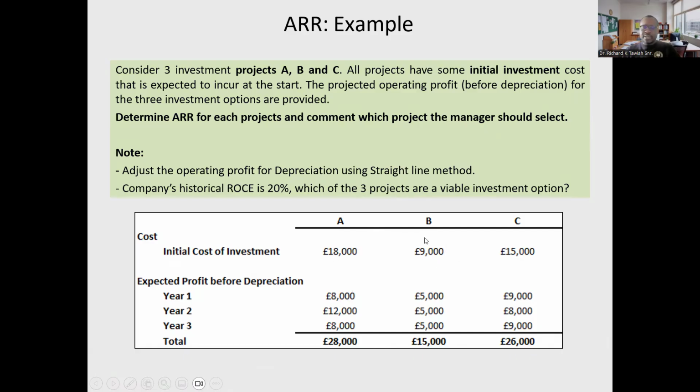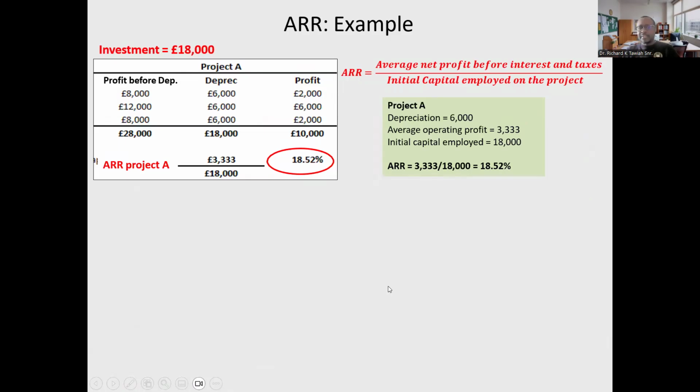When it comes to project B, 9,000, useful life 3 years, so each year depreciation is 3,000. Project C, 15,000, useful life 3 years, so depreciation is 5,000. So what do you do with 18,000? Depreciation is 6,000. These are the figures here. So for each profit, subtract the depreciation, and you get a net profit. These are the profits before tax and interest. The interest, we mean interest on loans.